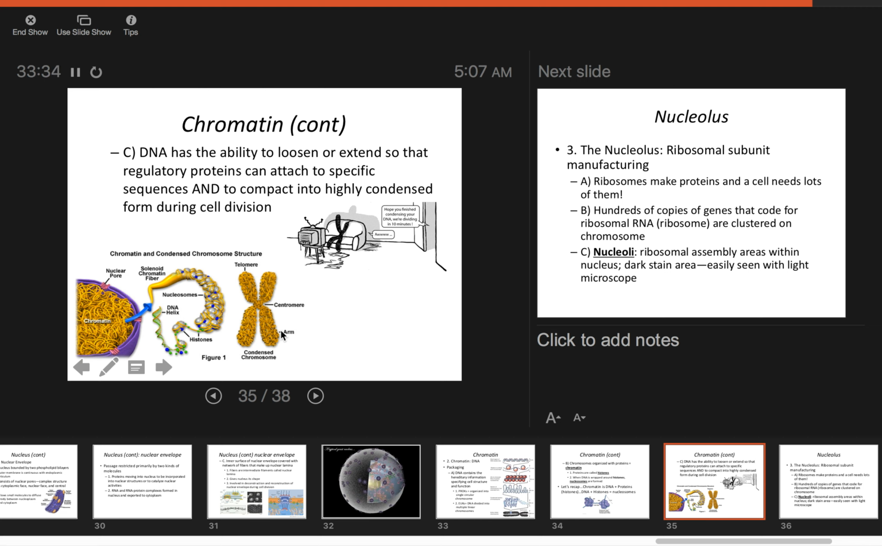DNA does have the ability to loosen or extend so that proteins can interact and attach, as well as to compact into highly condensed forms during cell division so it doesn't lose bits and pieces of it as it's moving into the new daughter cell. Okay, so DNA double helix wrapped around histones. Now you get nucleosomes, supercoil along each other to chromatin. Okay, little comic strip. Hope you finished condensing your DNA. We're dividing in 10 minutes.